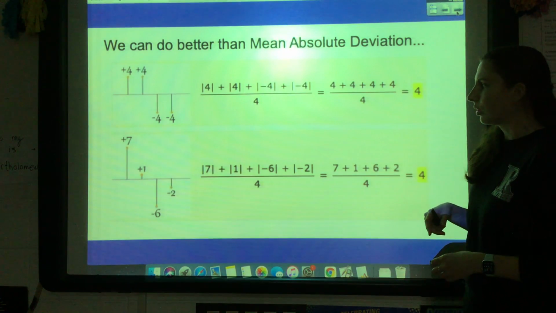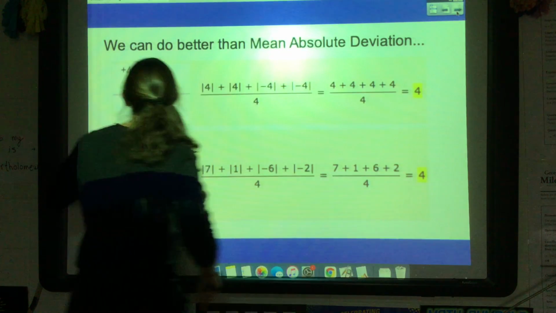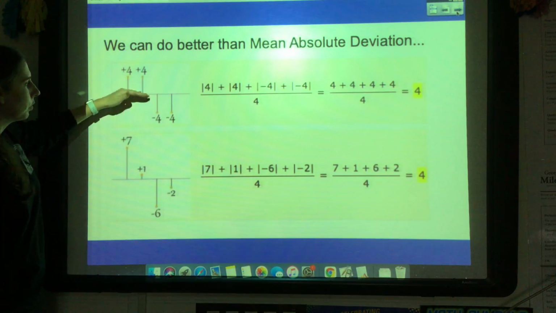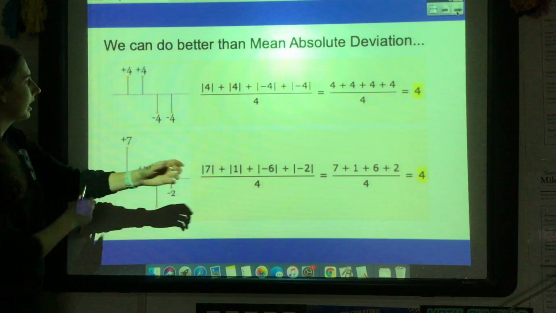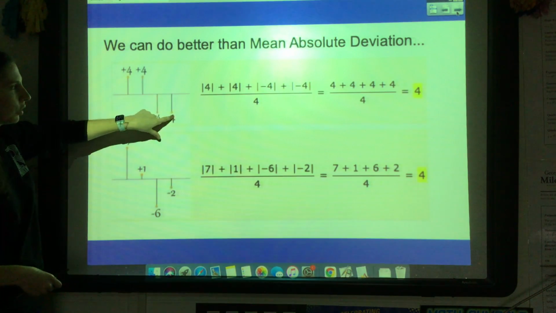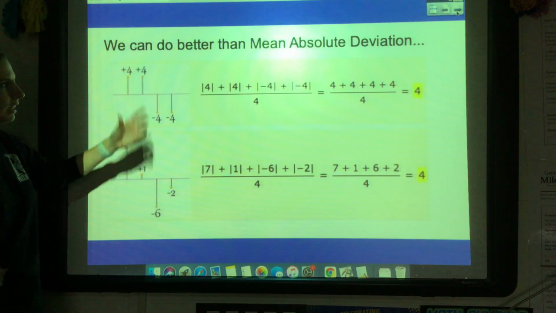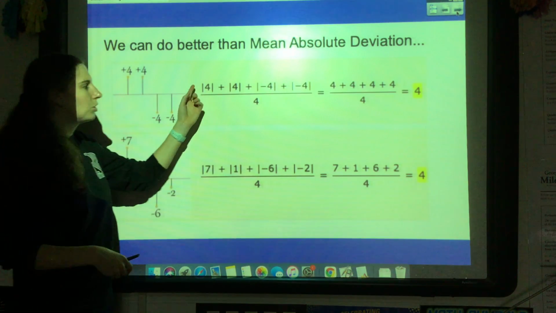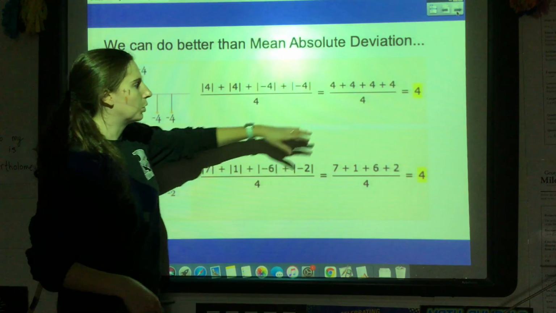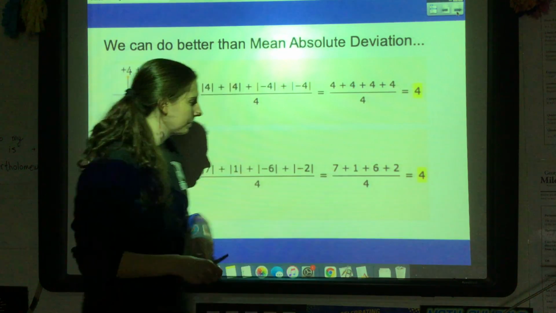So here's an example. Imagine we have the data 4, 4, negative 4, negative 4. Well, imagine those are your deviations anyway. So this data is 4 away from the mean and negative 4 from the mean. And so if we were doing mean absolute deviation, we would just find the absolute value and then add them up and divide by 4 and we'd get 4 basically.